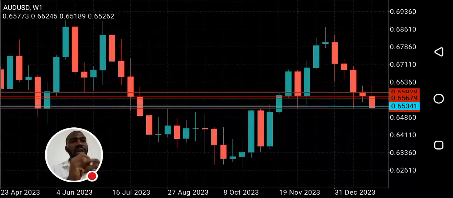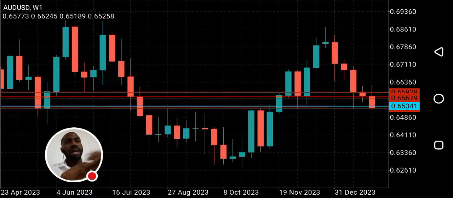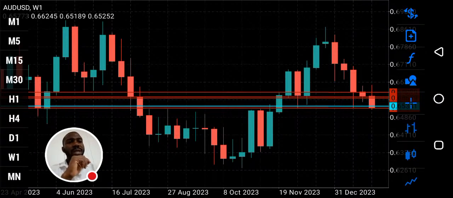Okay, so Australian dollar USD is still bearish. You cannot buy or sell at the moment. Price has moved. So patiently wait. If you want to sell, wait for price to pull back. If you want to buy, wait for a bullish reversal pattern to form on the 1 hour or 4 hour time frame before you execute a buy trade. I hope that is clear.